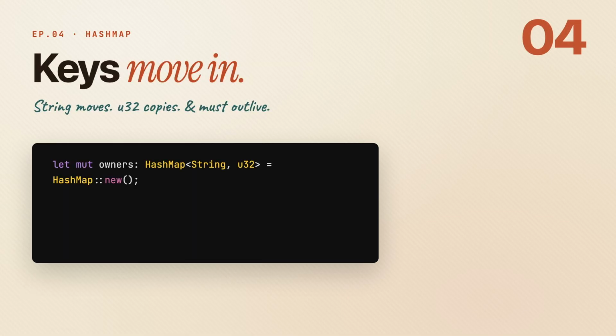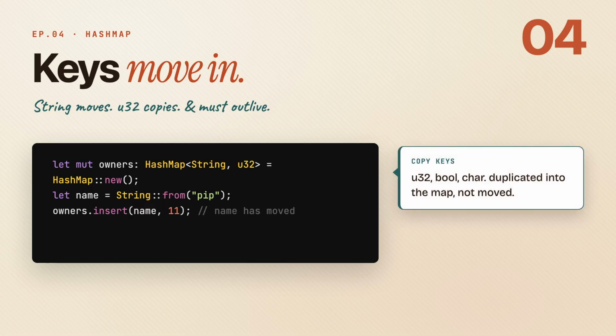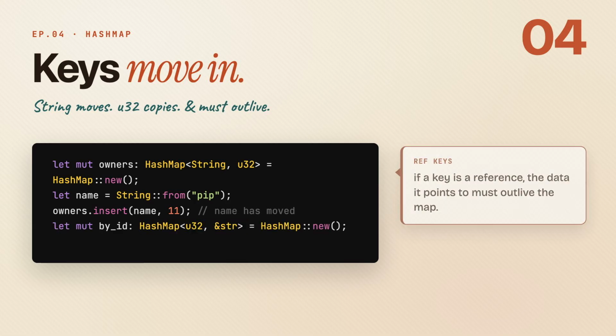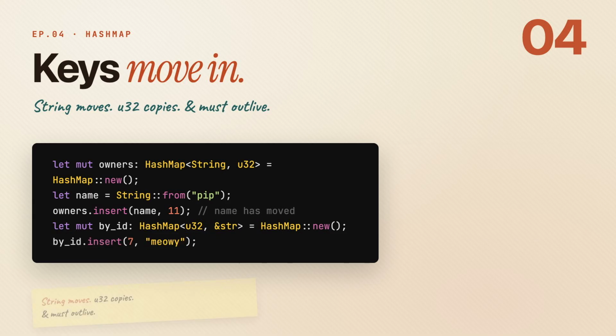For HashMap, insert an owned String key and the map takes ownership. The name is gone from here on. Numbers and booleans are copied in, so you can still use them after the insert call. If the key is a reference, the thing it points to must live at least as long as the map.